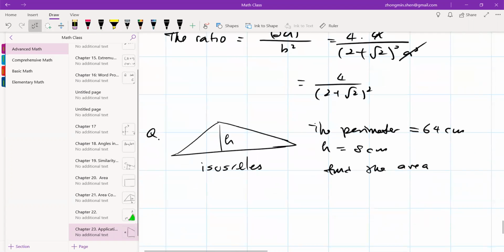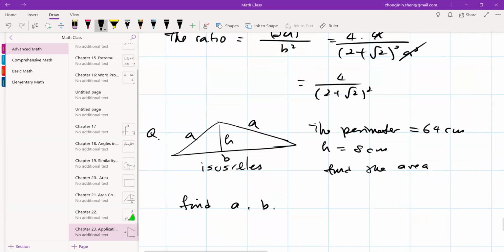Is this the easy problem? Because the perimeter, you are only given the perimeter. So you have to find the base. So you can call it A and B. Okay, you have to find A and B.